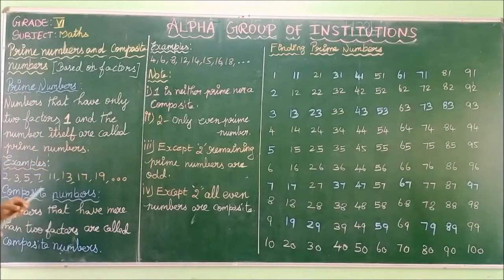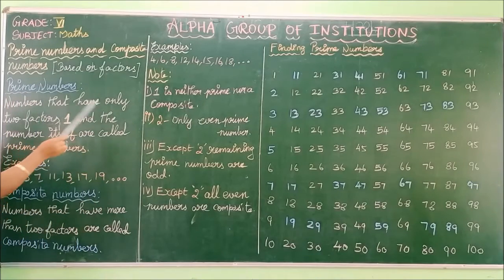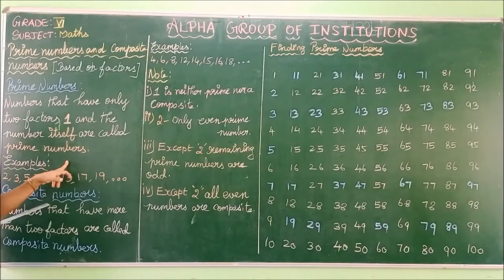Okay, do you understand what I am saying? Prime numbers are the numbers that have only two factors. They are 1 and itself. Then the numbers are said to be prime numbers. You will understand by seeing this example.